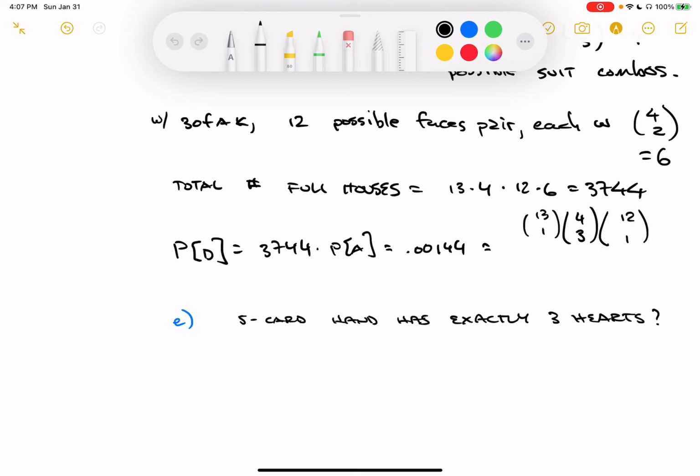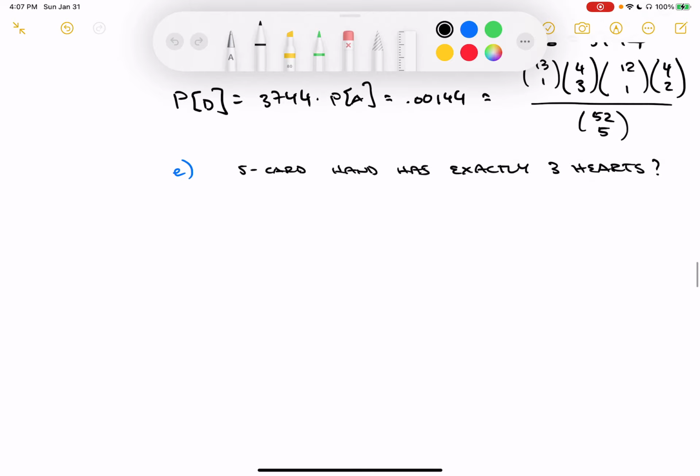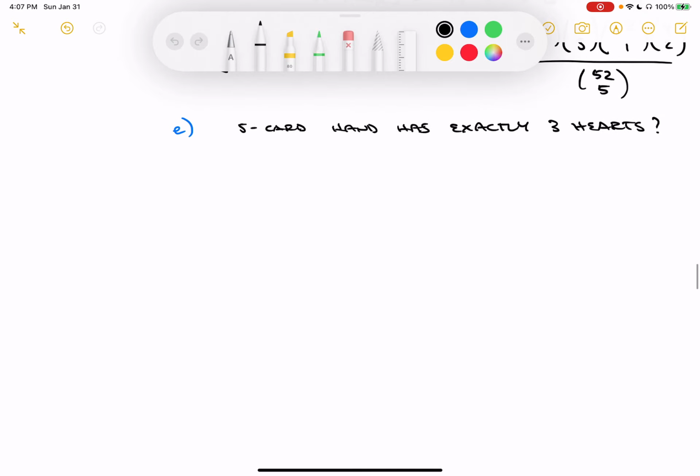12 choose 1, that's the face of my pair, and 4 choose 2 is the way to get the suits for that pair, divided by 52 choose 5 is one way of doing that. This last one I'm going to do in a really different way, and then we'll come up with a way that's probably just a lot easier, but I want to do it this different way to show that there are, again, different pathways to get you the same kind of calculation.